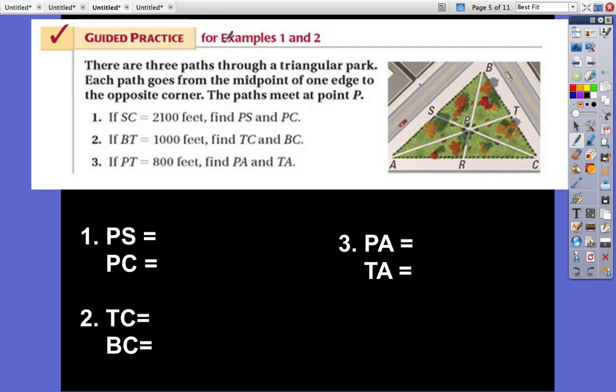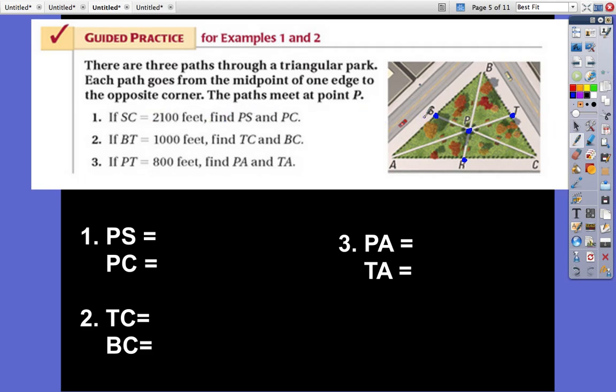Okay, let's do some guided practice. There are 3 paths through a triangular park. Each path goes from the midpoint of one edge to the opposite corner. The paths meet at point P. So we have 3 questions here. They want us to find the lengths of some of these segments. So these points here are the midpoints. All 3 medians meet at point P, so P is the centroid.